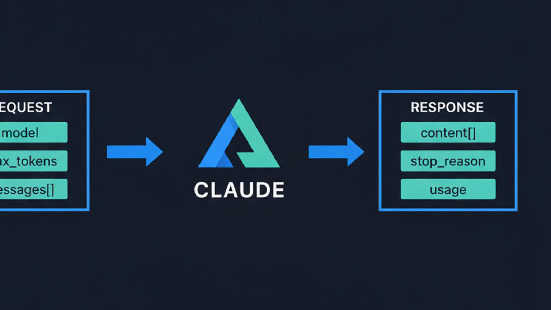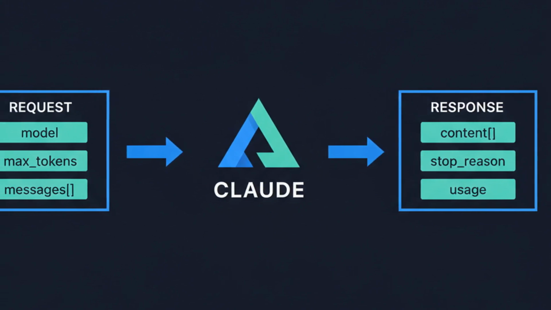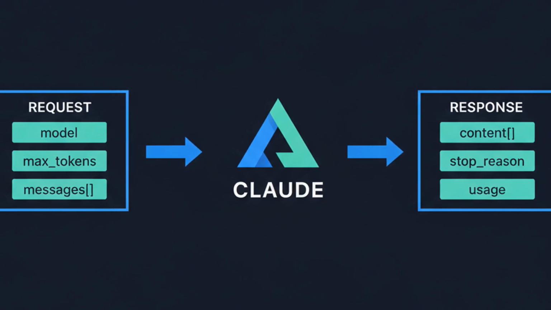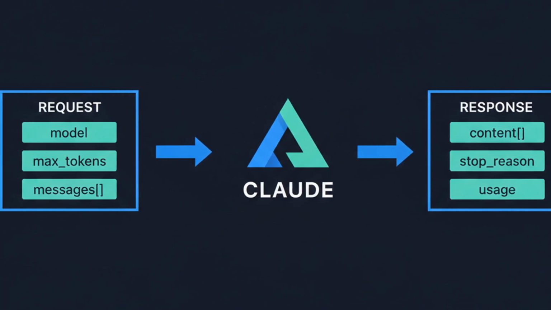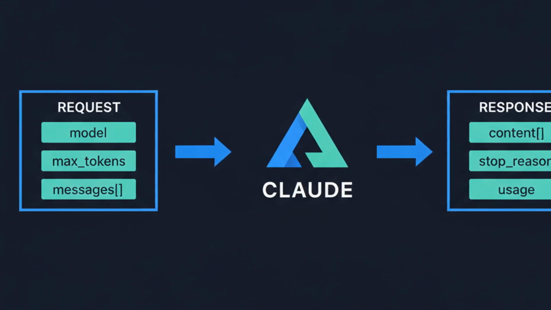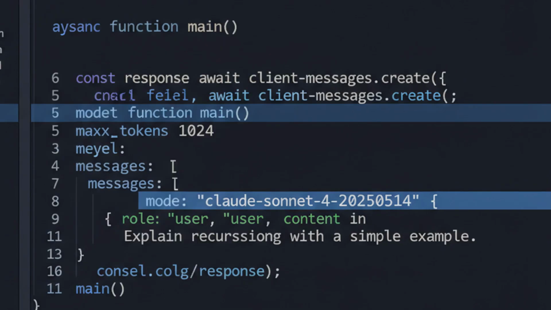Claude uses the Messages API. It's a conversation-based interface where you send an array of messages and get a response. Every request needs 3 things: the model you want to use, a max_tokens limit for the response, and your messages array. The model string follows a simple pattern. Claude 3, followed by the variant and a date stamp. Sonnet is the sweet spot for most use cases. Fast, capable, and cost-effective.